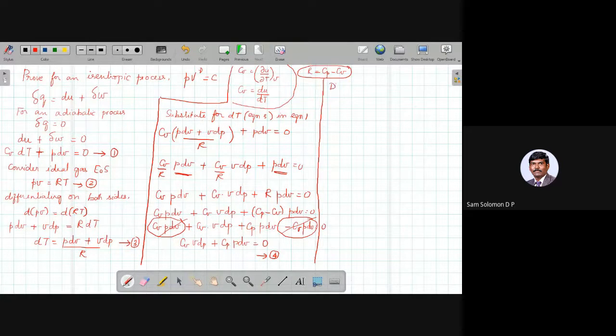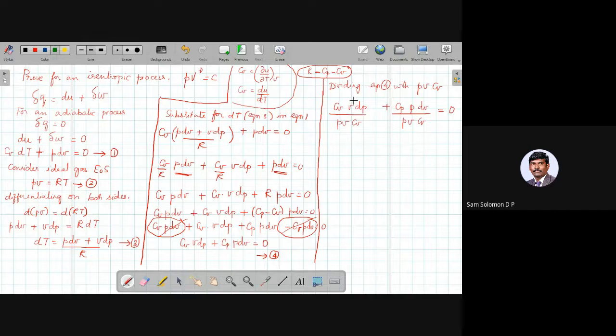So now, dividing equation number 4 with PV times Cv. I'm going to divide it everywhere equally so that it doesn't violate any mathematical principle. So I'm going to divide Cv times VdP by PV times Cv, plus Cp times PdV by PV times Cv, and this is equated to 0. And now let's see what happens.